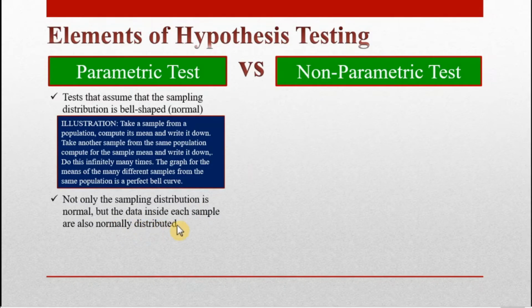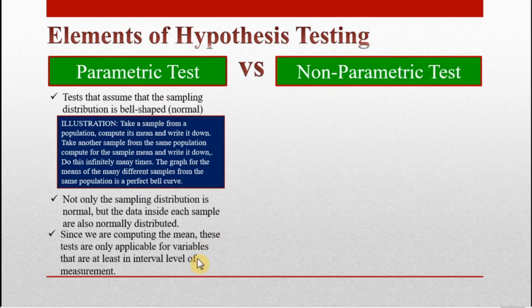Not only that the sampling distribution is normal, but the data inside each sample. Remember that we took a lot of samples. For each sample, if we're going to graph it, it should be also normally distributed. And then the last assumption, remember that we are talking about the mean already. It's assumed that we are computing the mean. Therefore, our variable must be at least interval. So it could be ratio or interval.